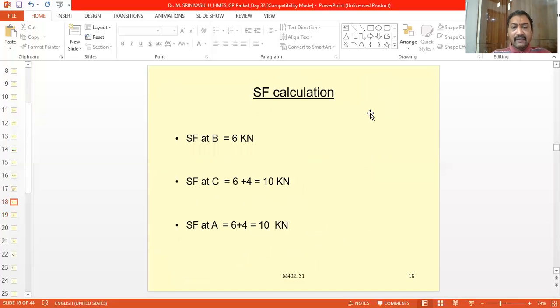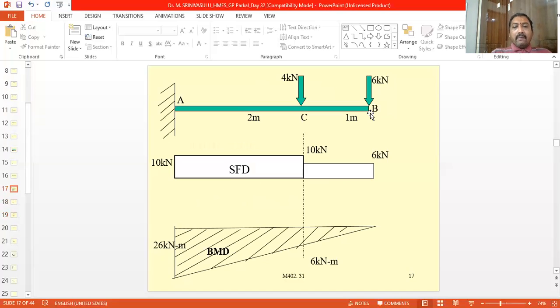Now coming to point C. If we take exactly point C and look to the right side, only one 6 kN force is acting. Just as an idea, the 4 kN is also acting, but the 4 kN is exactly at point C, and the distance between the 4 kN and C is 0, so this force does not cause any moment about point C.